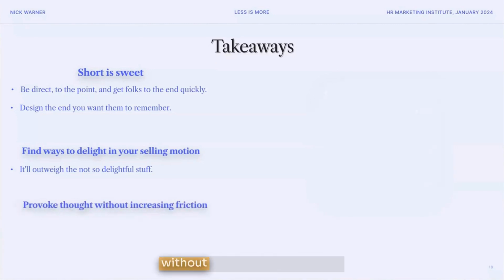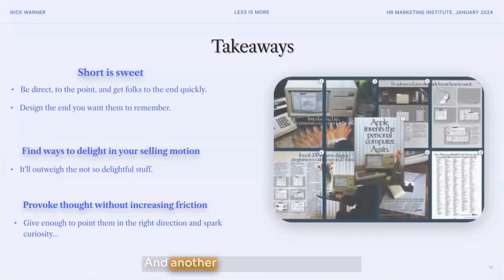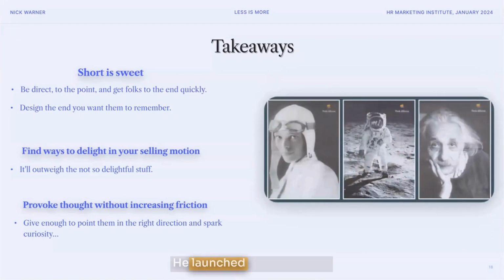And then provoke thought without increasing the friction. You give folks enough to get them in the right direction, but let them fill in the white space. And another canonical example here, this is the first major ad campaign that Steve Jobs orchestrated at Apple. So there's a lot going on here. It's like 9 pages, super detailed. But then he left Apple and went to Pixar for a little bit. But when he came back, he launched this campaign, which still lives in infamy today.